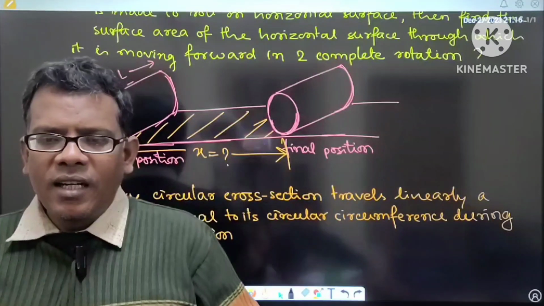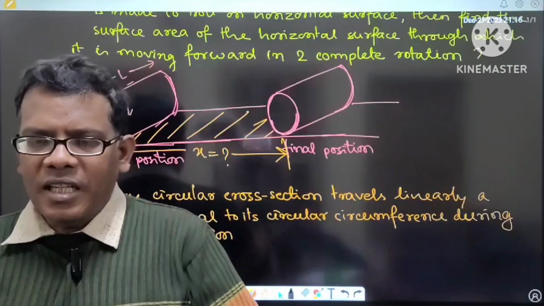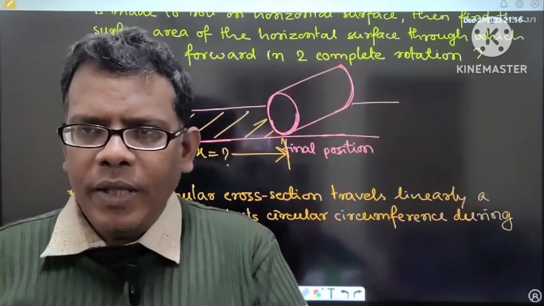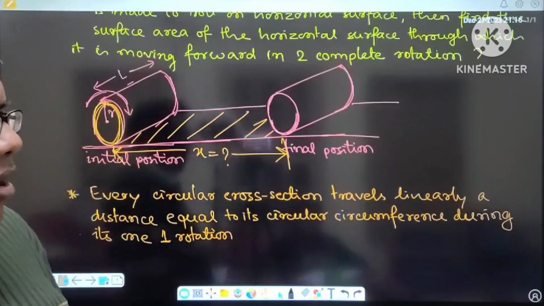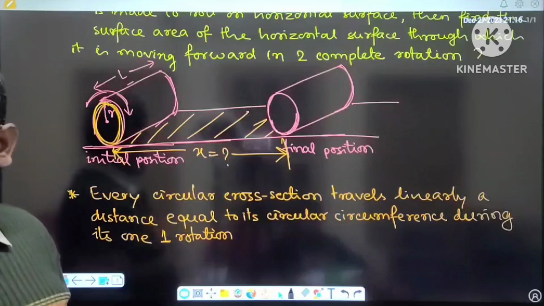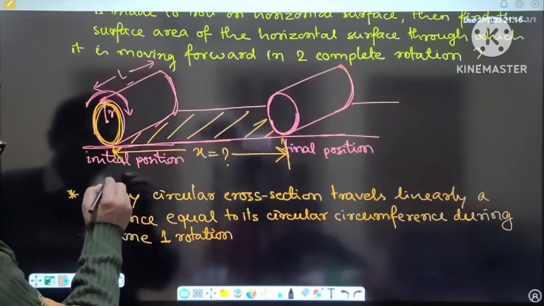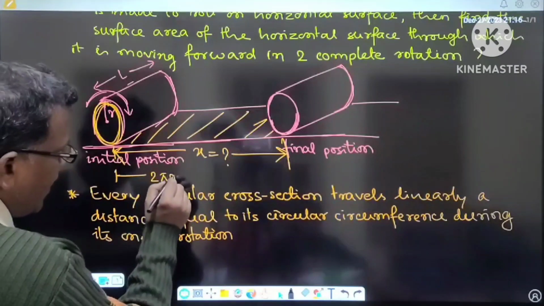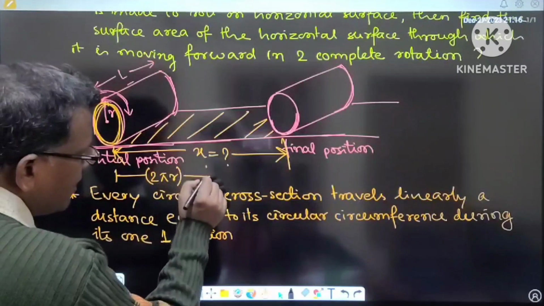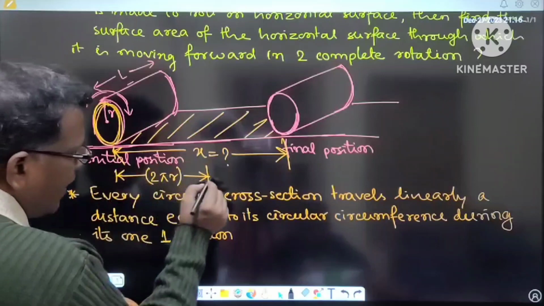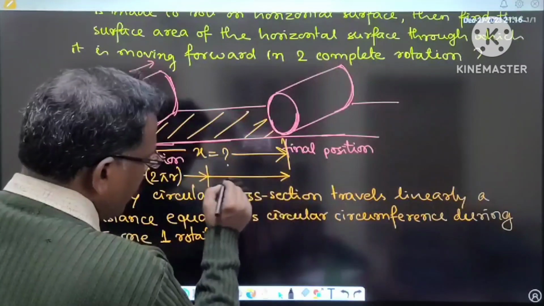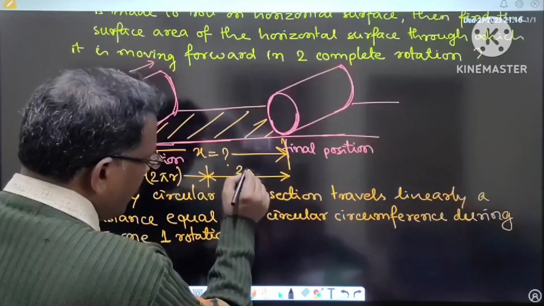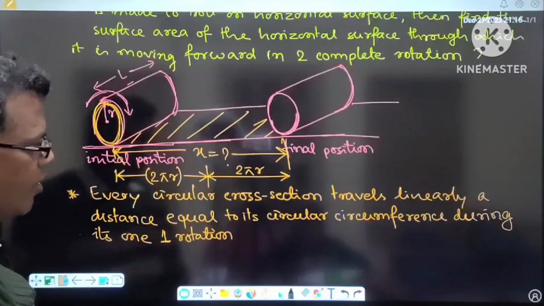Perimeter of a circle is called circumference. So what is the perimeter of a circular cross section? That is 2 pi r. So that means in one rotation it will travel through 2 pi r. In the next rotation it will travel through another 2 pi r. Are you getting me or not?